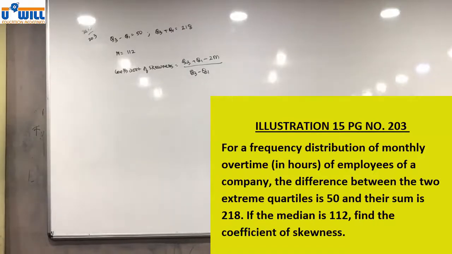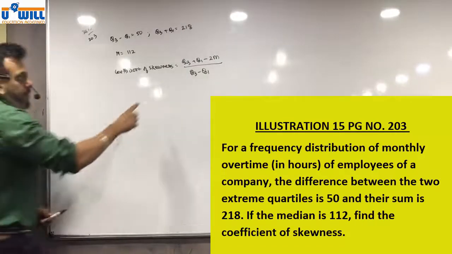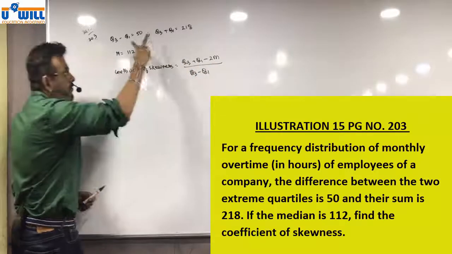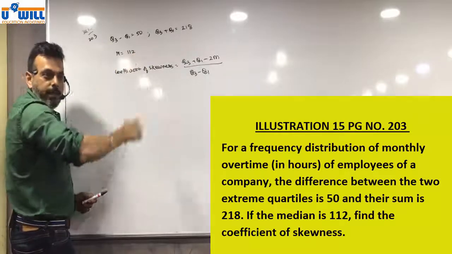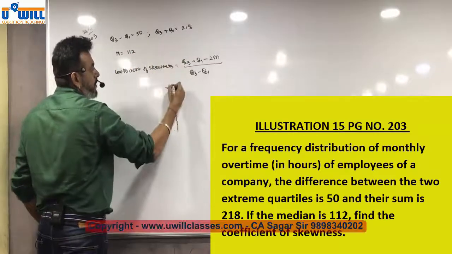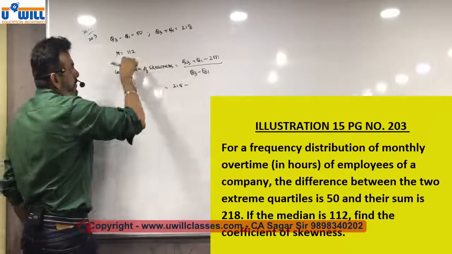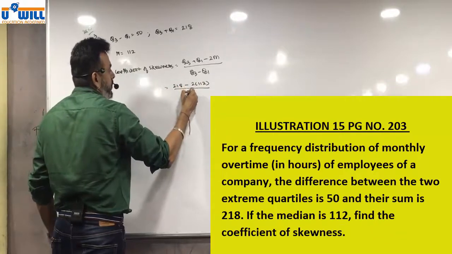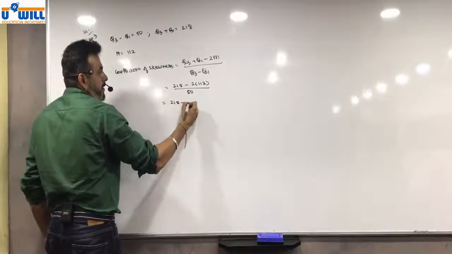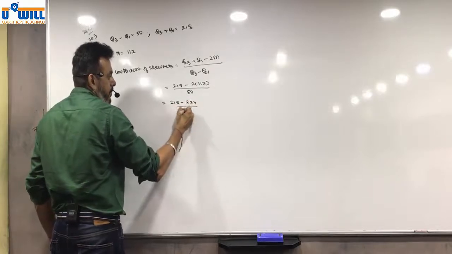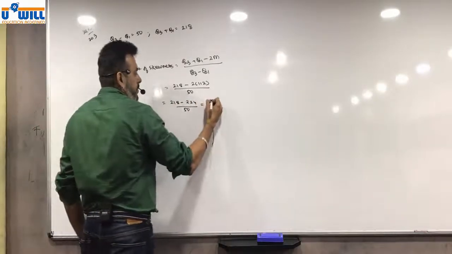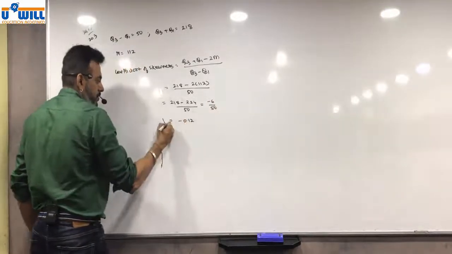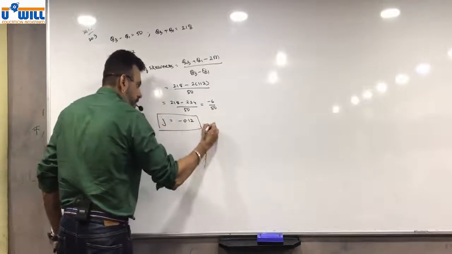Now, already we have Q3 plus Q1, we already have the median, we have Q3 minus Q1. You do not need to solve these two separately. Directly we can apply. Q3 plus Q1 is 218 minus 2 into median 112 upon Q3 minus Q1 is 50, which is equal to 218 minus 224 upon 50, which is minus 0.12. Answer.